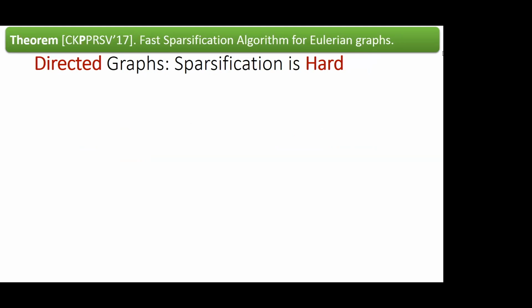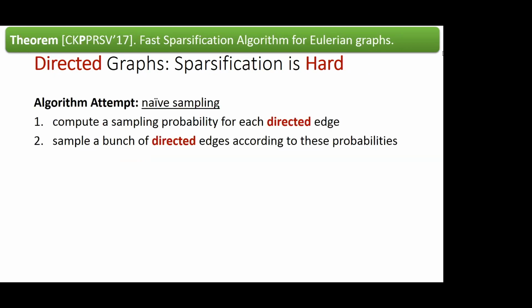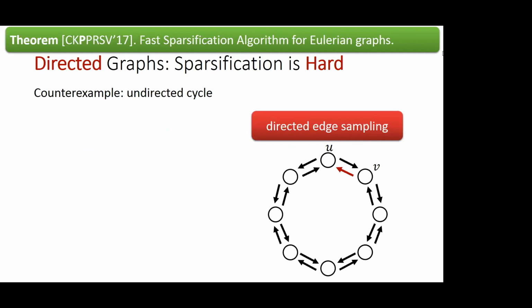In directed graphs, sparsification is harder, and I'm going to try to motivate that a little bit now. First, you could try to just do the undirected algorithm in directed graphs. So just compute a sampling probability for each directed edge, and sample a bunch of directed edges according to each of these probabilities, and hope that if we sample enough directed edges, then the resulting graph will approximate the original graph. While this is of course true in the limit, due to the fact that everything will converge if you take enough samples, the number of samples that you need is much higher if you do this. And to see why, let's consider the undirected cycle.